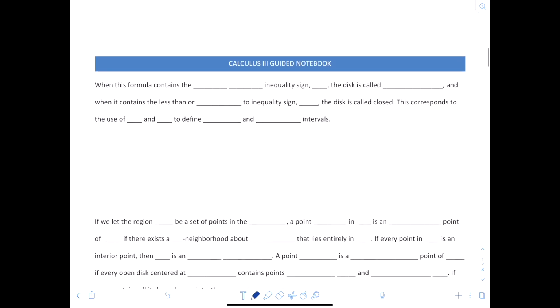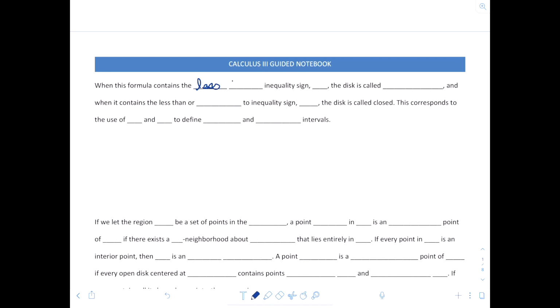All right, so when this formula contains the less than inequality sign, which is that symbol there, the disk is called open. And when it contains the less than or equal to inequality sign, which looks like this, the disk is called closed. This corresponds to the use of less than and less than or equal to define open and closed intervals.